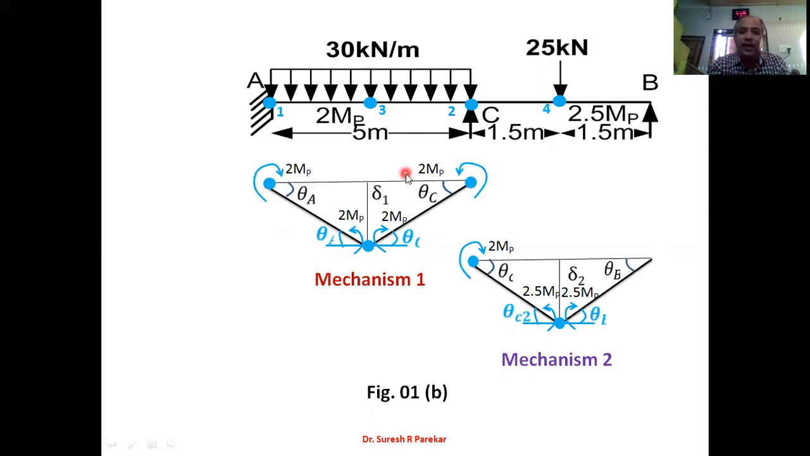Now mechanism 1 at center, I already told you theta A equal to theta C, which is equal to delta 1 upon 2.5. This is also at center. So delta 2 will give theta C2 equal to theta B, which is delta 2 upon 1.5, again at center. Now but I have changed, here I have 2 MP, here I have 2.5 MP. So whatever hinges I have at C, my plastic moment is minimum of the 2, lesser of the 2. So here also 2 MP, here also 2 MP.